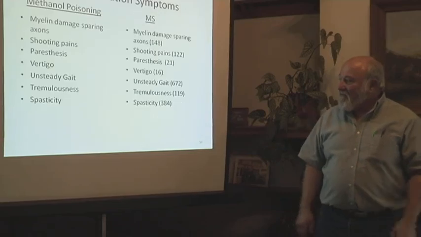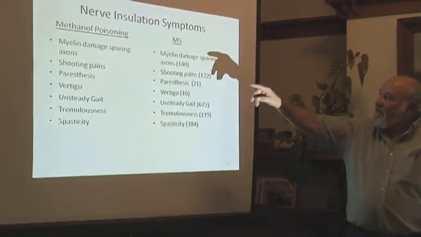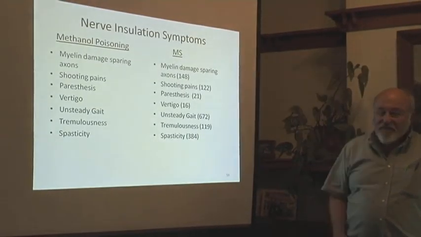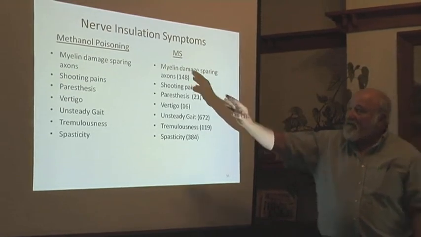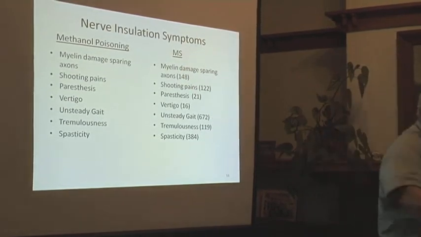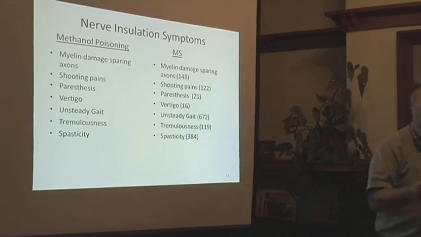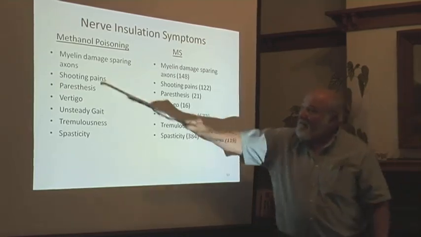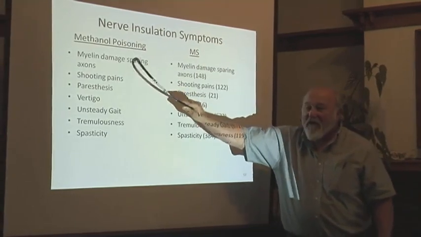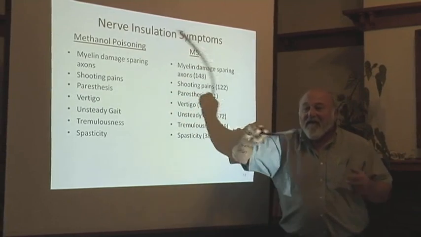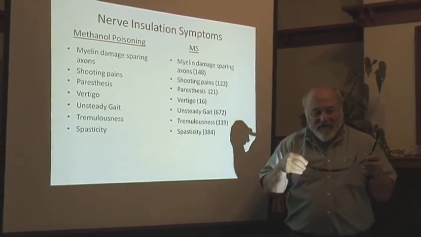So let's take a look. Let's just look at the symptoms. We've got nerve insulation symptoms. That's what I call them. This is the amazing one. The amazing one, and it's named sort of weirdly, but it's myelin damage sparing the axon. Now that's quite a trick, ladies and gentlemen.